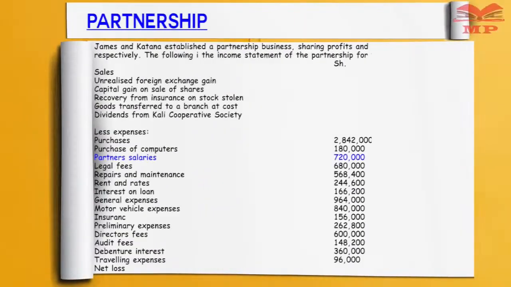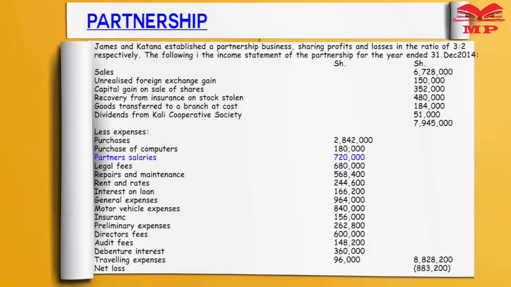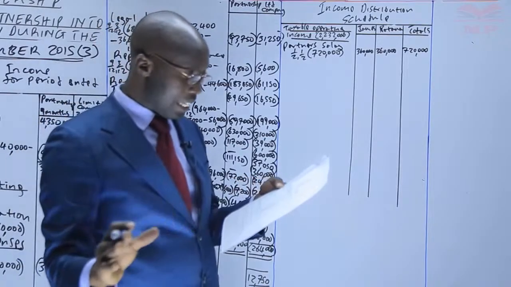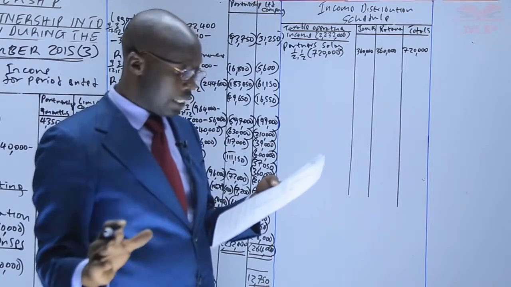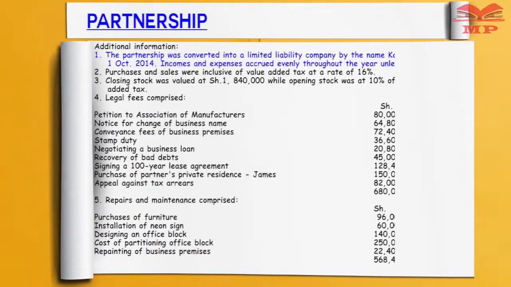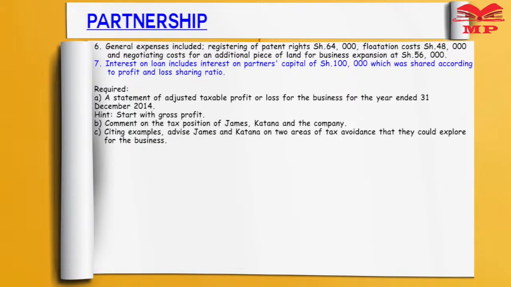We continue down. After partner salary: legal fee, rent, repair, interest on loan, general expense, insurance, preliminary, director's fee, audit fee, debenture interest, traveling. There is none that goes to the partners among the ones we are looking for. Additional information, number one, there is nothing. Number two is about VAT in the sales and purchases. Number three, there's nothing of what you are looking for. Number four, nothing. Five, the same. Six, the same. But number seven, interest on loan includes interest on partner's capital of 100, which is shared according to the profit sharing ratio. There we have it.